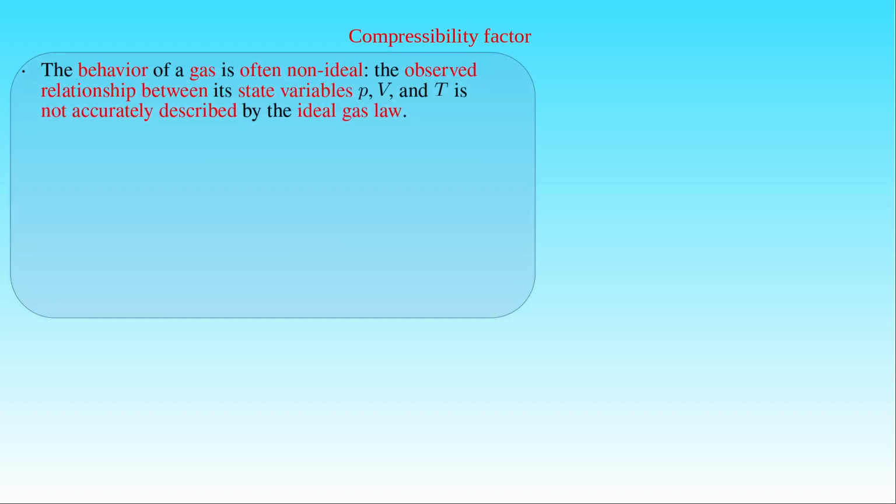We have seen that the behavior of real gases often deviates from the behavior of an ideal gas, that is, the observed or measured relationships between the state variables of a real gas, that is its volume, pressure and temperature, are not accurately described by the ideal gas law.